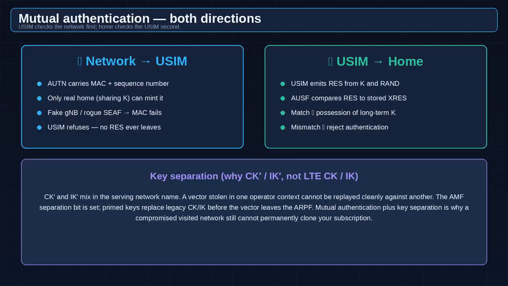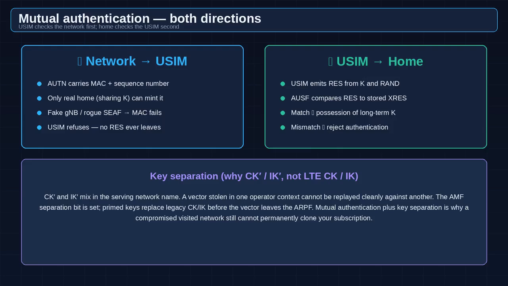Zoom out on mutual authentication. The property students often reduce to is "the network checks the password." In EAP-AKA prime, the USIM authenticates the network first. AUTN contains a MAC computed with keys only the home operator and the USIM share, plus a sequence number. If a fake gNB or a rogue SEAF invents RAND and AUTN, the MAC fails and the USIM refuses to answer. No RES is ever sent to an imposter home.